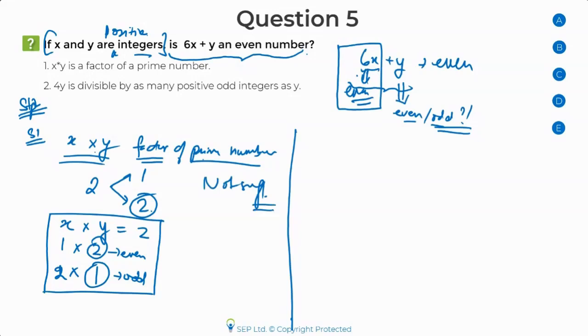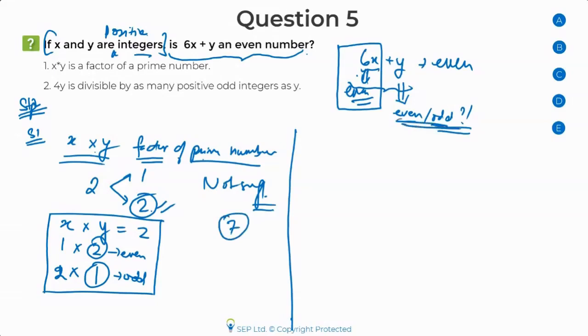Okay. X into y is a factor of a prime number. I'm looking for even odd. So I took basically y as even, the prime number as even, and I just took one of the cases, that say 2, and figured out that y could be anything. Keep in mind, you could have taken something else also. You could have taken 7 also. That's not a problem. But since you're looking for even odd, you had to take this case.